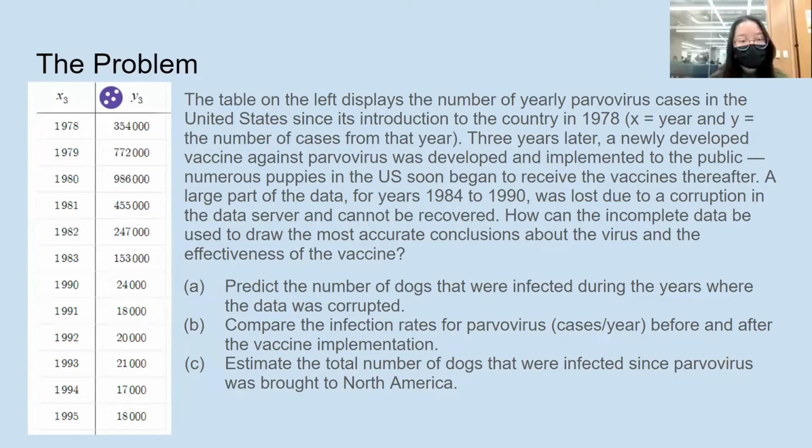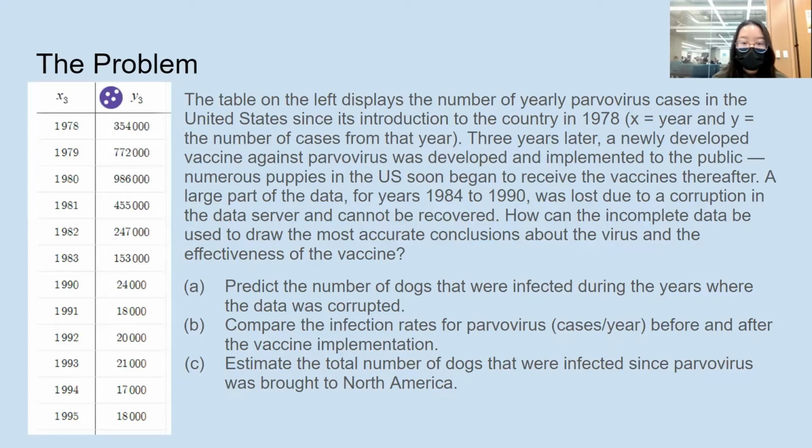So here's the problem that our group decided to solve for this project. The table on the left displays the number of yearly parvovirus cases in the United States since its introduction to the country in 1978. Here, X represents the year and Y represents the number of cases from that year. 3 years later, a newly developed vaccine against parvovirus was implemented to the public, and numerous puppies in the US soon began to receive this vaccine thereafter. A large part of the data for years 1984 to 1990 was lost due to a corruption in the data server and cannot be recovered.